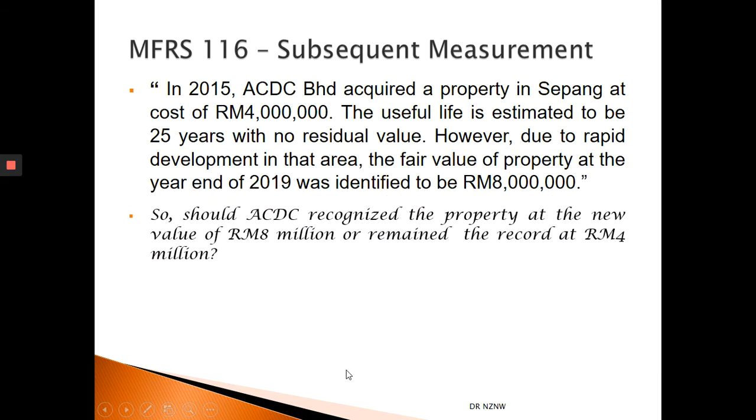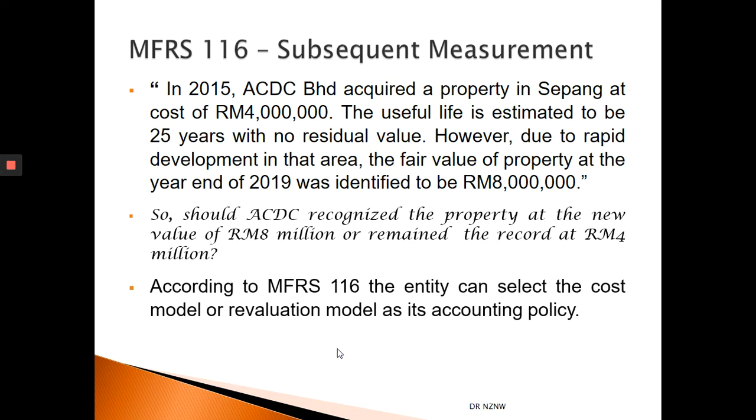So should ACDC recognize the property at the new value of 8 million, or should ACDC keep it at 4 million? According to MFRS 116, the entity can select the cost model, that is keep it at 4 million, or use the revaluation model, that is record it at the new 8 million. So MFRS 116 allows the entity to either choose the cost model or revaluation model.